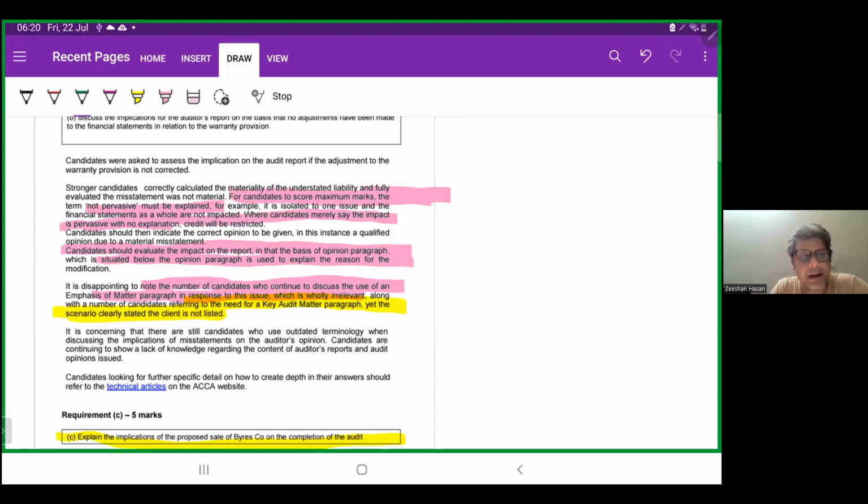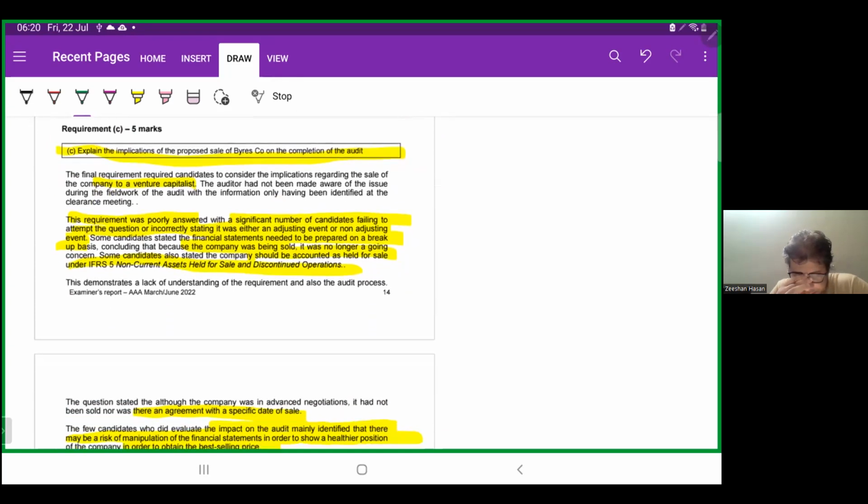Candidates should evaluate the impact on the report. The basis of opinion paragraph, which is situated below the opinion paragraph, is used to explain the reason for the modification. So, the examiner further says it is disappointing to note the number of candidates who continue to discuss the use of an emphasis of matter paragraph in response to this issue, which is wholly irrelevant, along with the number of candidates referring to the need for a key audit matter paragraph. Yet the scenario clearly stated the client is not listed. And KAM, key audit matter, is for listed clients.